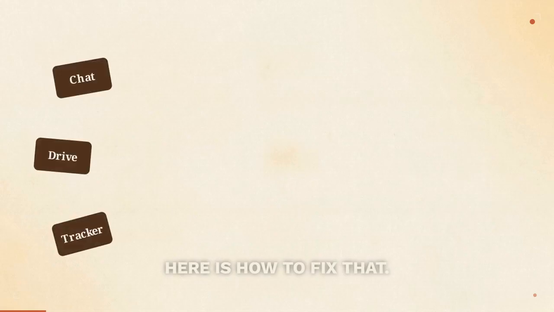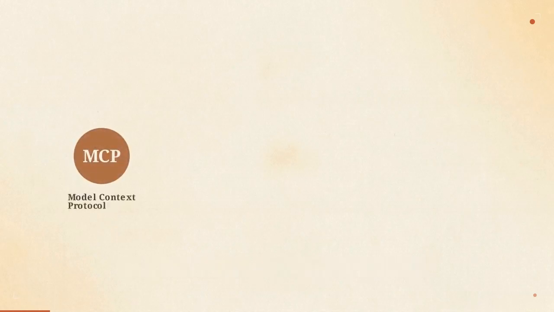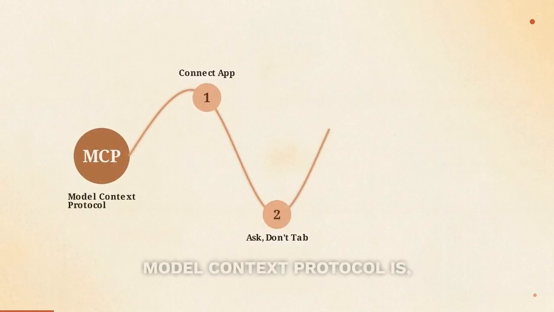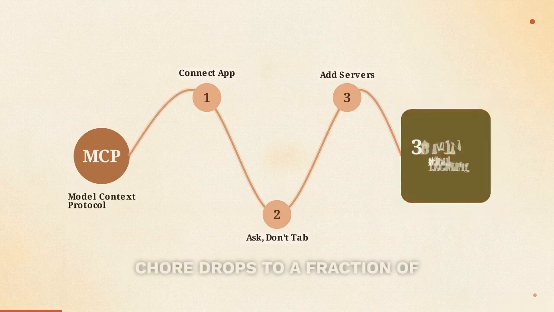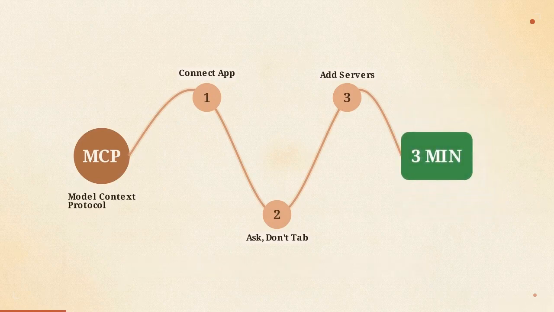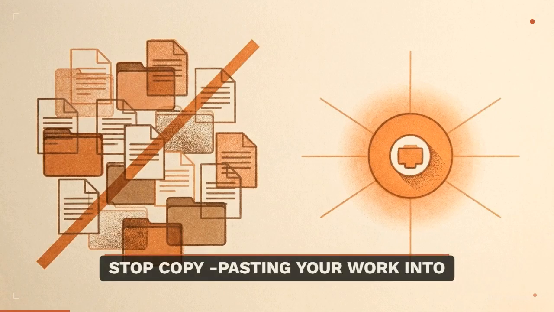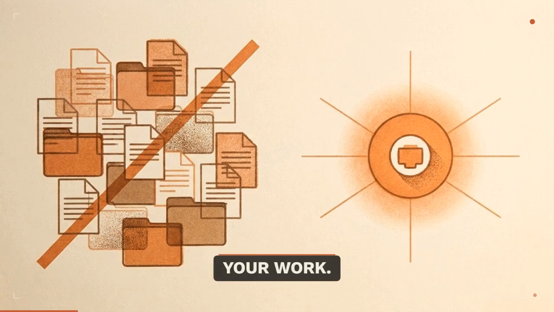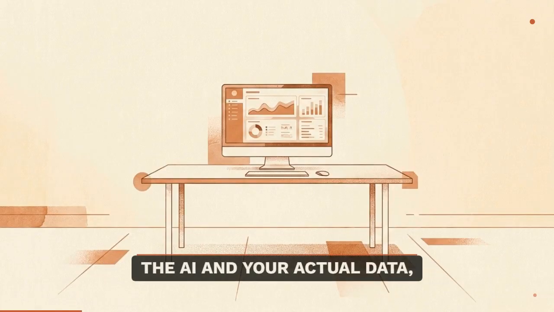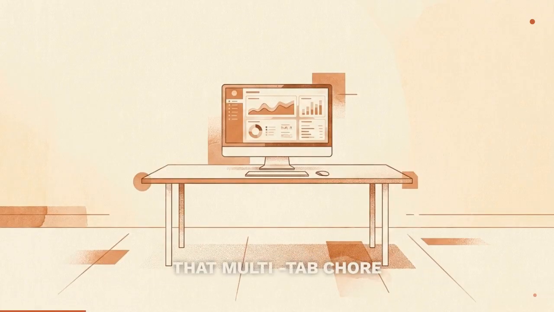Here is how to fix that. We're going to map out exactly what the Model Context Protocol is, 3 specific habits for using it, and how that Monday morning chore drops to a fraction of the time. The goal is simple. Stop copy-pasting your work into the chat and connect the chat directly to your work. When you eliminate the gap between the AI and your actual data, that multi-tab chore disappears entirely.